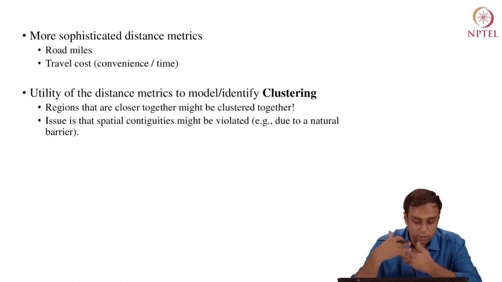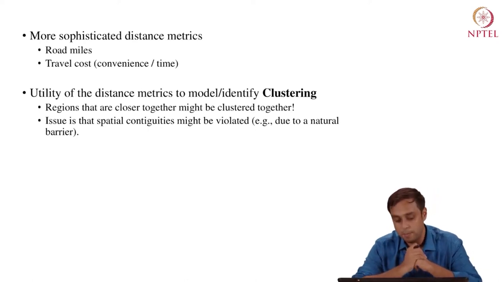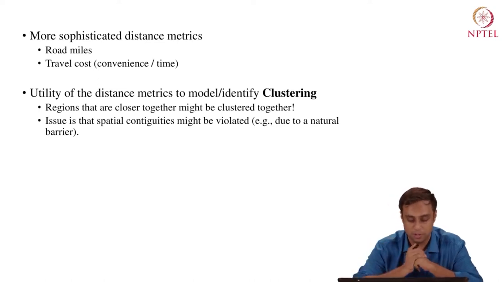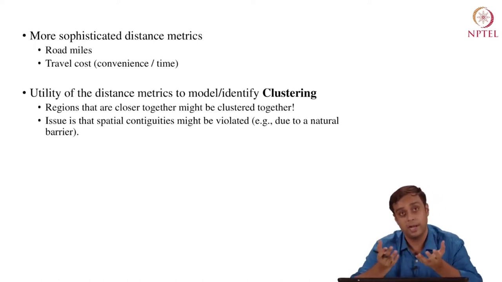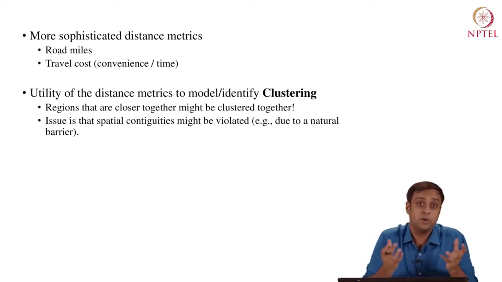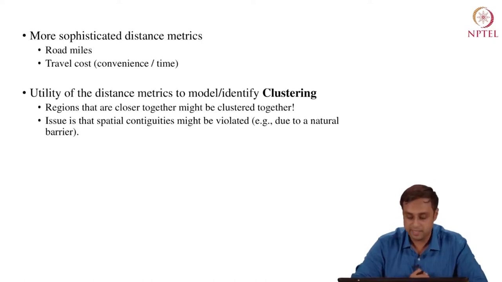But the question is, what is the utility of distance metrics, right? The utility really is to be able to model or identify clustering between different pairs of points or locations in space where we are able to observe data. Here, usually, regions that are closer together might be clustered together, right? And that gives us a point forward in terms of understanding or characterizing spatial dependence in data.